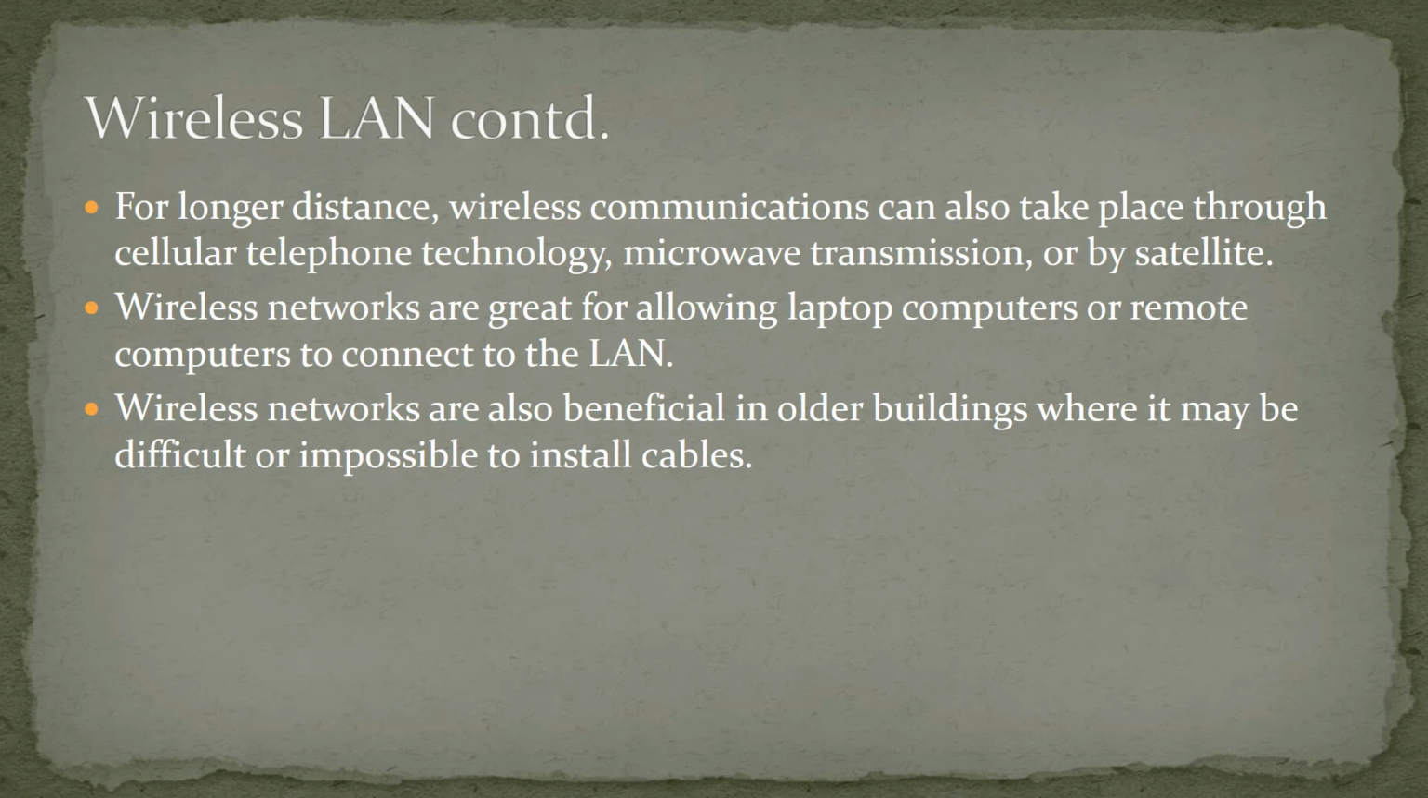Now for long distances, wireless communication can also take place through cellular telephone technology. A wireless LAN is generally confined to a limited area. But for long distances of a LAN, that is a local area network, we use a technology which we use in telephones, that is microwave transmission or satellite transmission. This technology is used to connect the computers in the LAN over a larger area than a LAN.